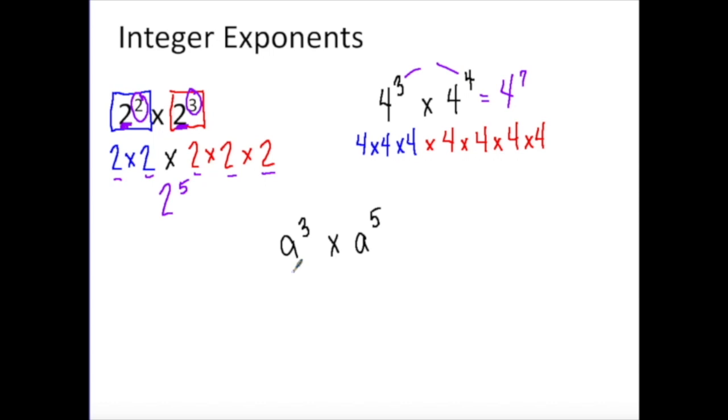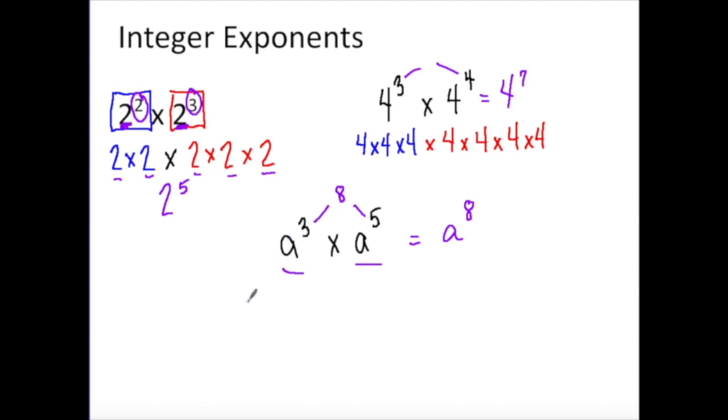The bases are the same. I have an A and an A. So 3 plus 5 is 8. So the answer to this should be A to the 8th power. But let's go ahead and make sure that our strategy is still playing out well for us.